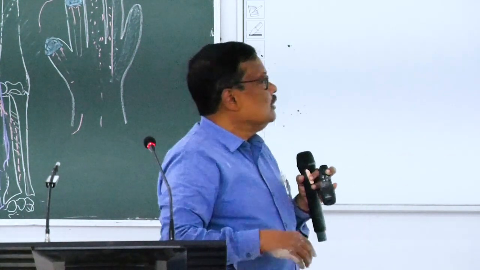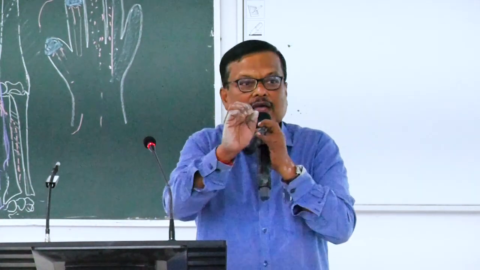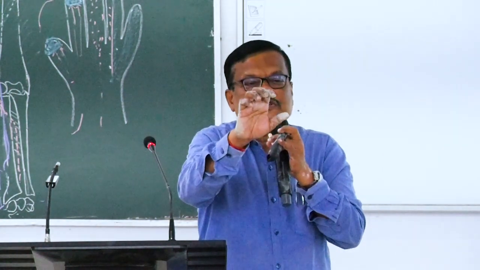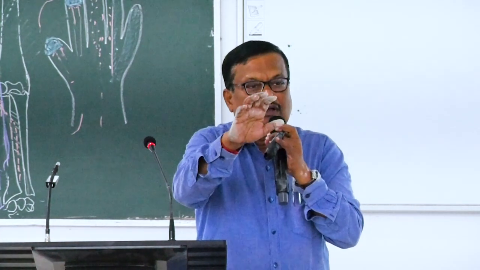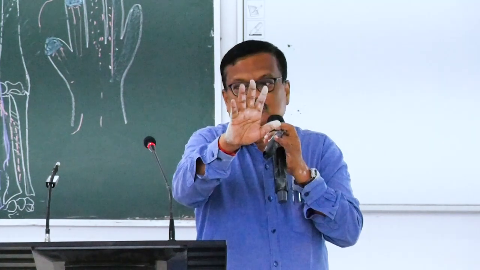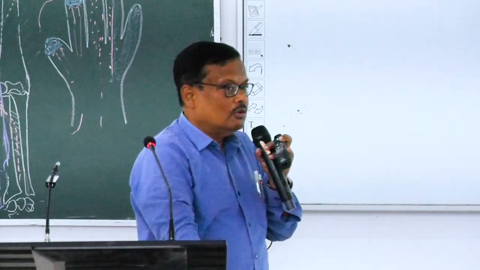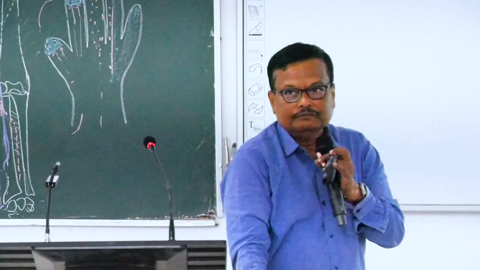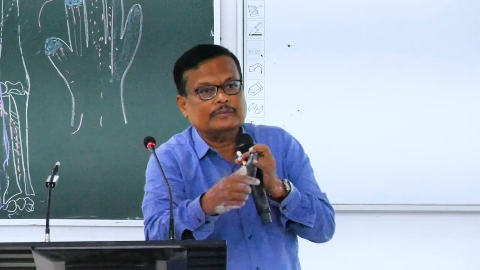আর কি হবে? লস অফ ফিঙ্গার এক্সটেনশন, এক্সটেন্সর ডিজিটোরাম, এক্সটেন্সর ইন্ডিসিস চলে যাবে। সুতরাং পেশেন্ট এরম হয়ে থাকবে, ঠিক ট্রু ক্ল হ্যান্ড হবে না, এক্সটেনশন করতে পারবে না। আর কি হবে? সুপাইনেটা চলে গেছে। সো এক্সটেন্ডেড এলবোতে সুপাইনেট করতে পারবে না, ফ্লেক্সড এলবোতে পারবে। কেন?